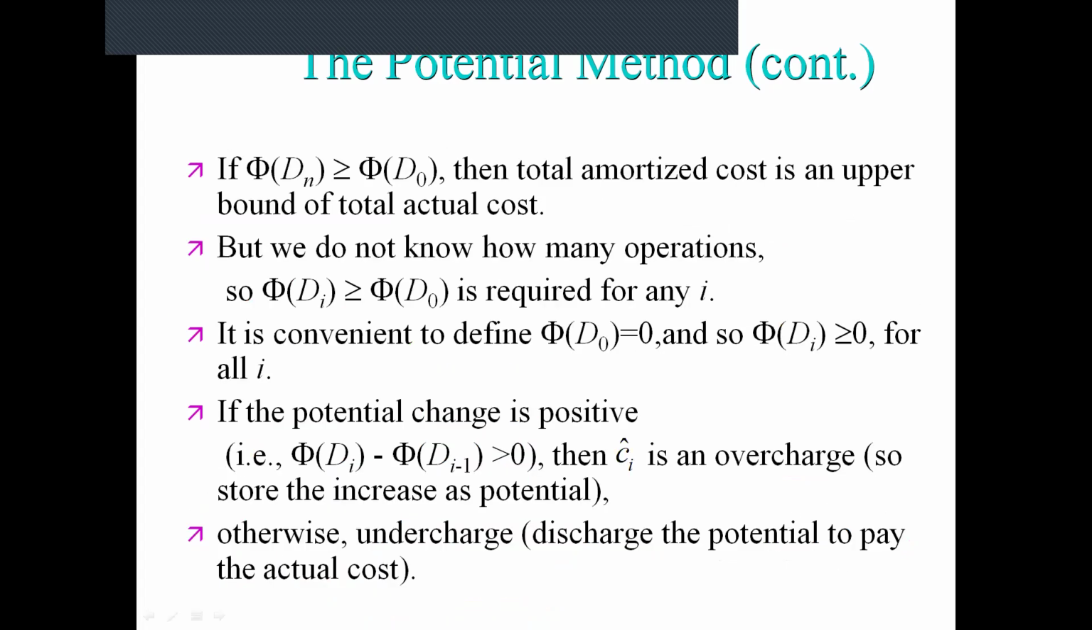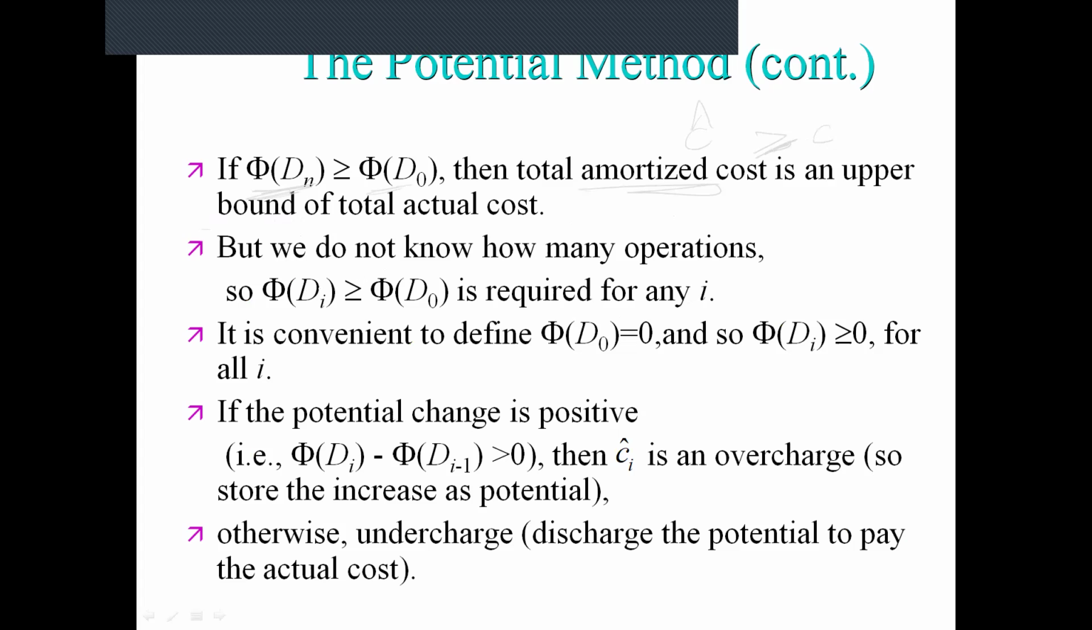Okay. So we know that if phi of Dn is greater than or equal to phi of D0, naturally because the potential energy will be greater when it comes to the last state, then you can say the total amortized cost will be an upper bound of the total actual cost. Because these two values are greater than the other one, you can say the total amortized cost will be greater than or equal to the actual cost. So C hat will be greater than or equal to C.